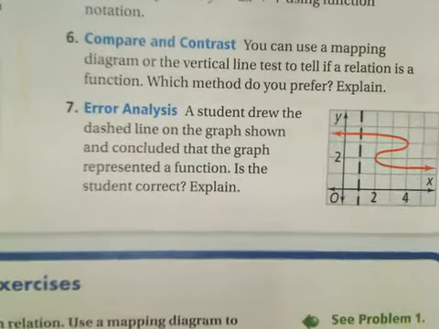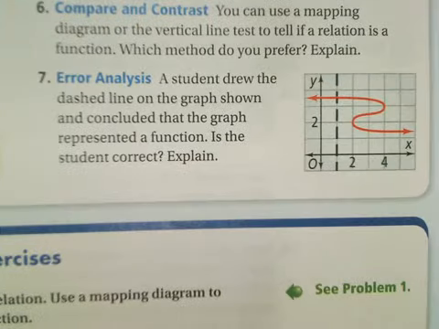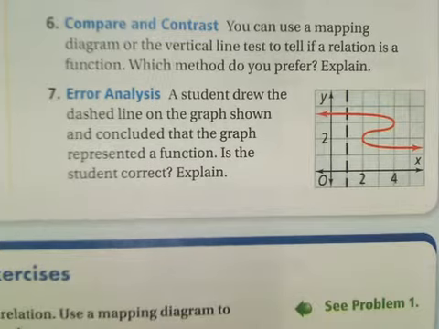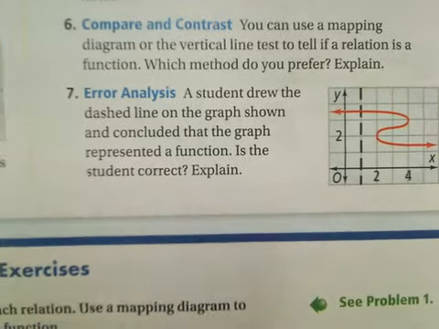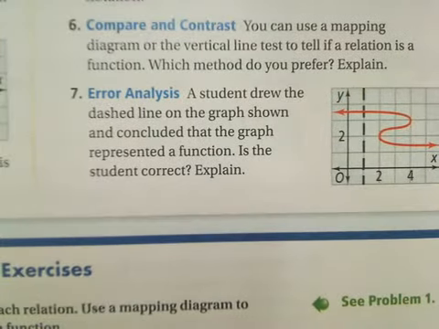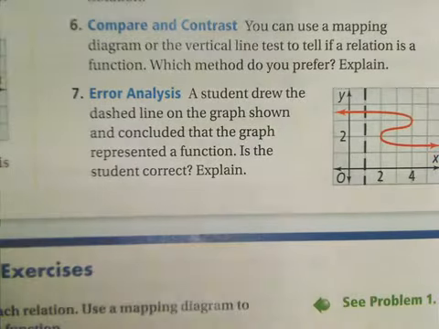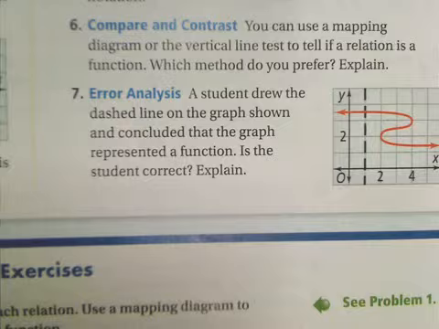Which method do you prefer? I kind of like the vertical line test because it's just visually easy for me to see. But it's also easy in a mapping diagram because you see those 2 arrows coming out of the same x. So I mean, both those methods, neither of them are terrible at all.